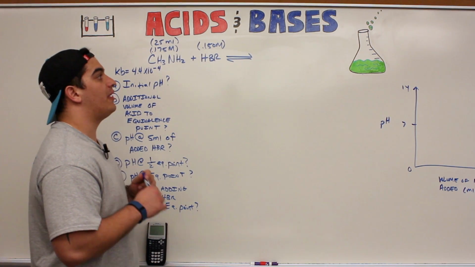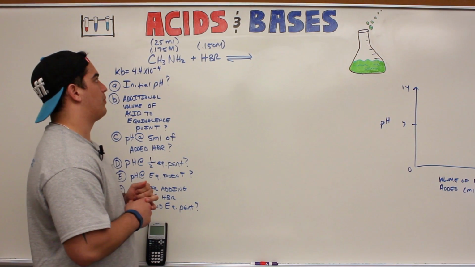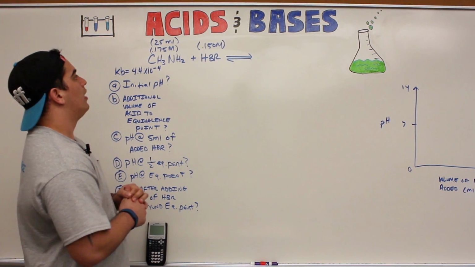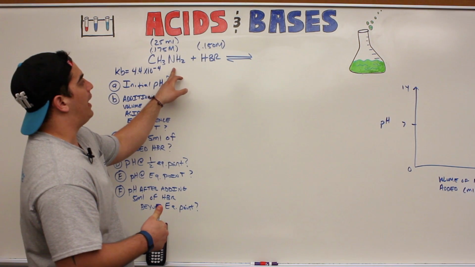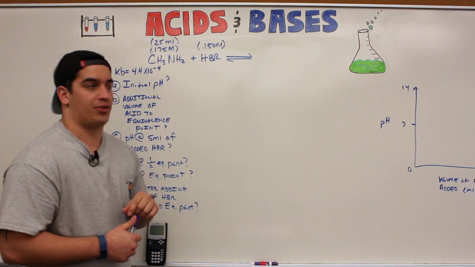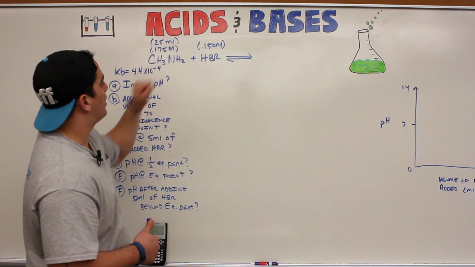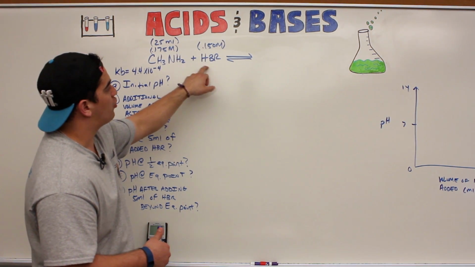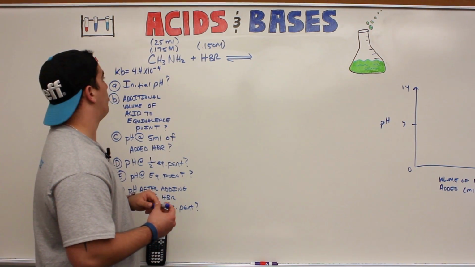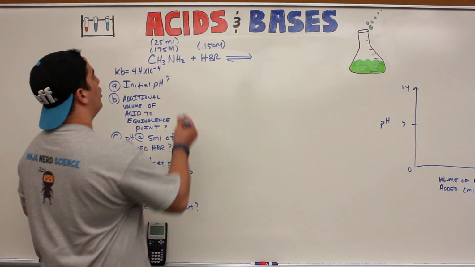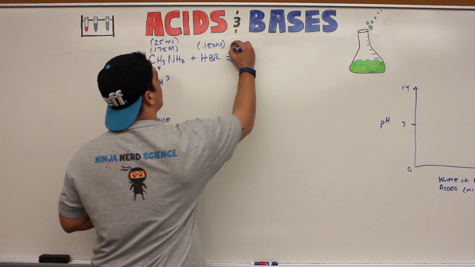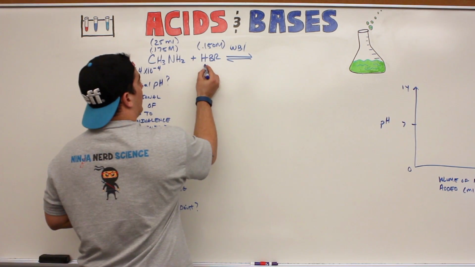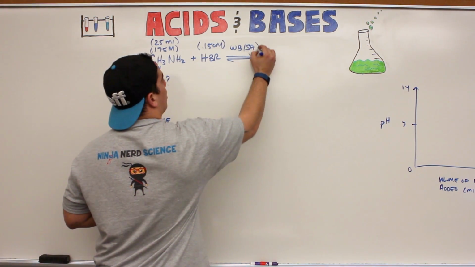All right, Ninja Nerds, so let's go ahead and finish up and wrap up acids and bases with our last calculation of the day. And that is going to be doing a weak base, strong acid titration. Our weak base being this methylamine here, and this strong acid being the hydrobromic acid. So again, what is this titration right here? We're going to be taking a weak base and reacting it with a strong acid.